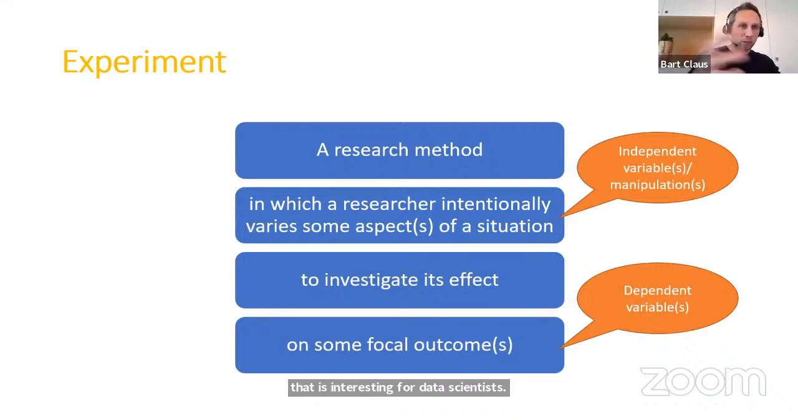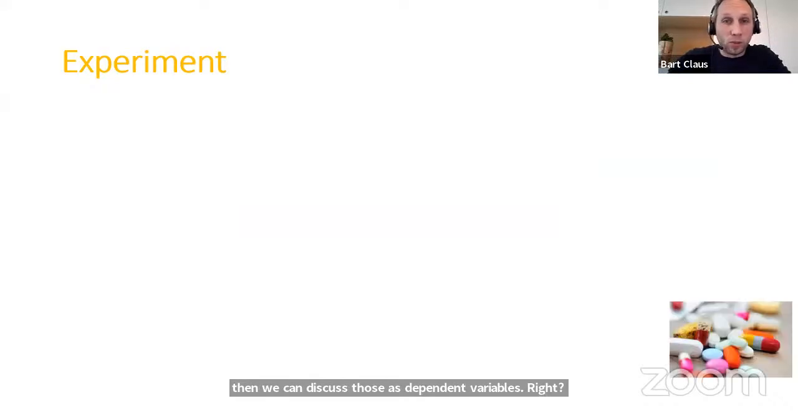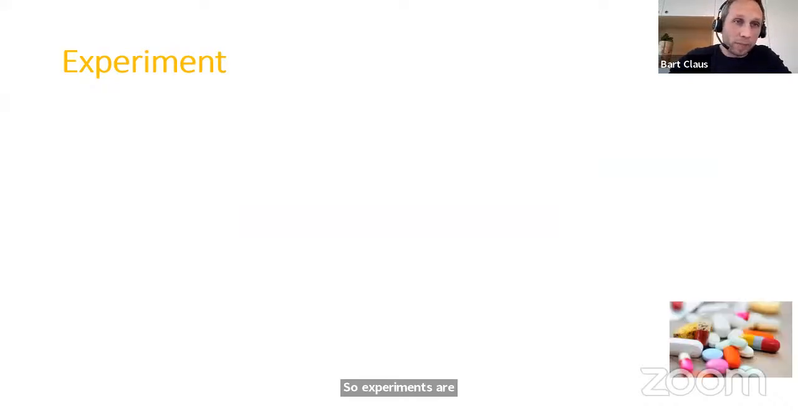If we talk about chemistry and putting substances together, then we might not be so interested in independent variables, right? Then we might be interested in other things, in effects, in explosions, in things like that. But if we talk about outcomes that we can measure, then we can discuss those as dependent variables, right? So experiments are used in many different domains all around us, right?